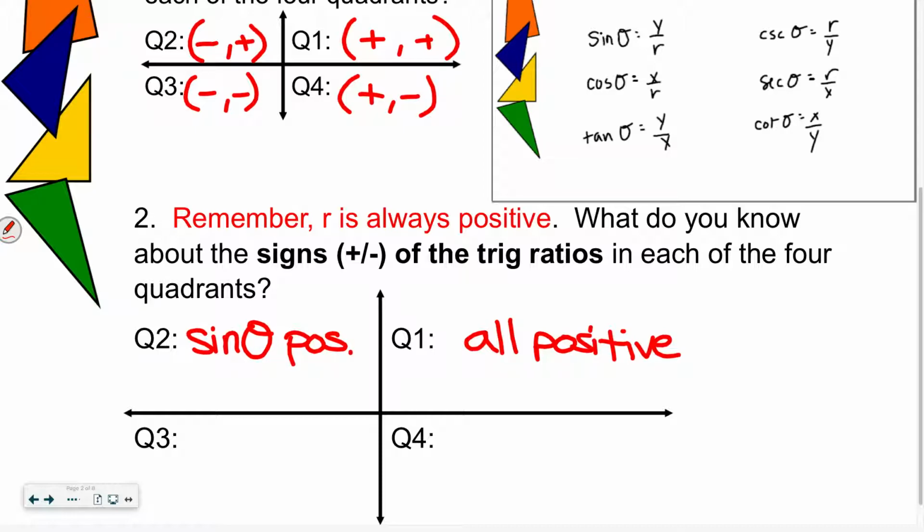Negative. Tangent is positive. Why is tangent positive? Oh wait, it's negative. It's negative, isn't it? Right? So like sine is the only one.